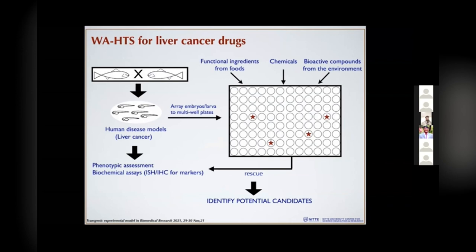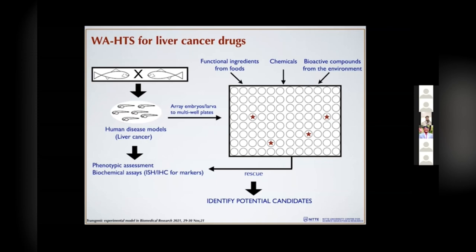You put them at day 5 or a little later, when the liver is completely developed. And because they are overexpressing the oncoprotein, at some point of time they will develop hepatocellular carcinoma. Take them, put them in microtiter plates and treat them with whatever compound that you want, either some functional ingredients or some chemicals or any biotech compound from somewhere. And then you observe for the rescue of these phenotypic assessments.